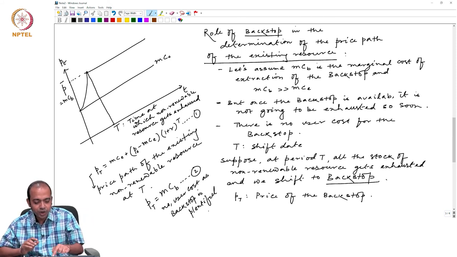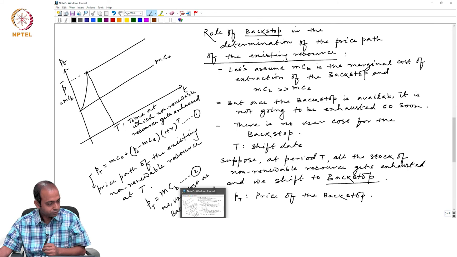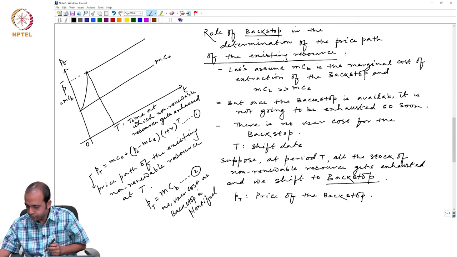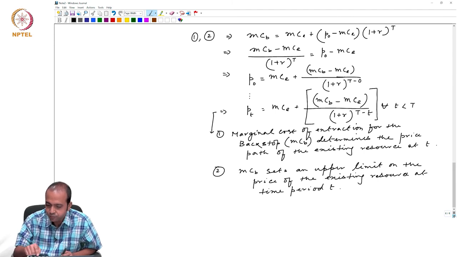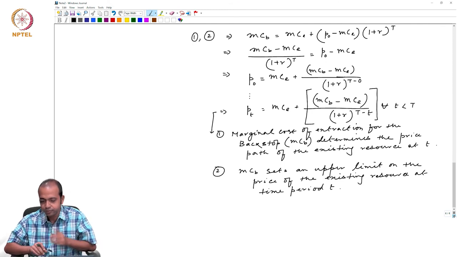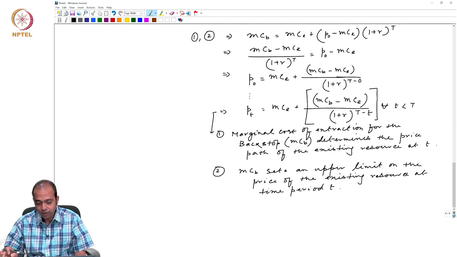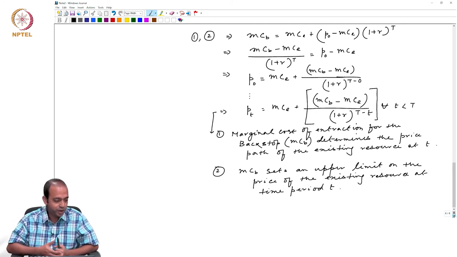So, that means we can understand that equation 1 and 2 are actually equivalent. Both are denoting the price of the same resource. So, then only we are equating equation 1 and 2. And from there, by equating 1 and 2, we are getting this, PET equals this at time period capital T. That means the marginal cost of extraction for the backstop, MCB, this equation clearly shows, determines the price path of the existing resource at T. And MCB basically sets an upper limit on the price of the existing resource. That is also very true from here. These are the two insights that we can draw from this particular equation.